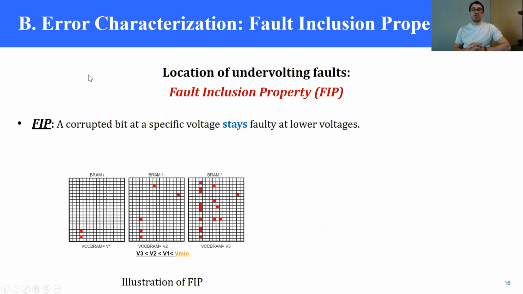There are other behaviors that I would like to mention. The one I'm discussing in this slide is called the fault inclusion property. It describes that if there is a fault at some location at a certain voltage level, that fault is still there even if we continue reducing the supply voltage, as you can see here. This voltage is less than this one, and we still have those errors, plus clearly some other errors in other places. The same thing here: we have the same errors and continuously add more errors with further undervolting.